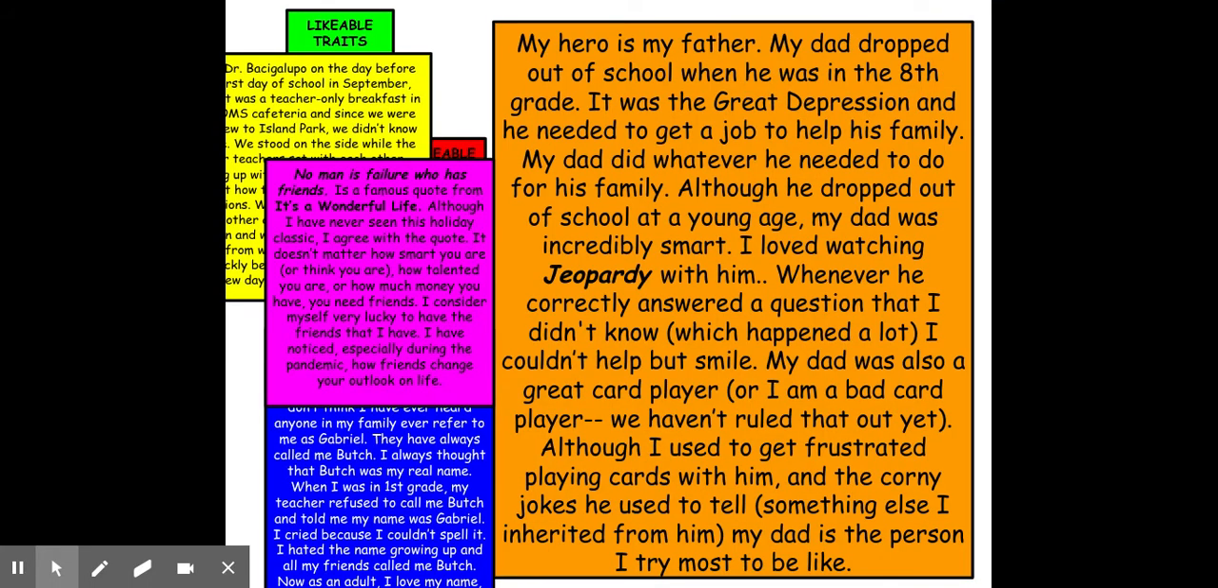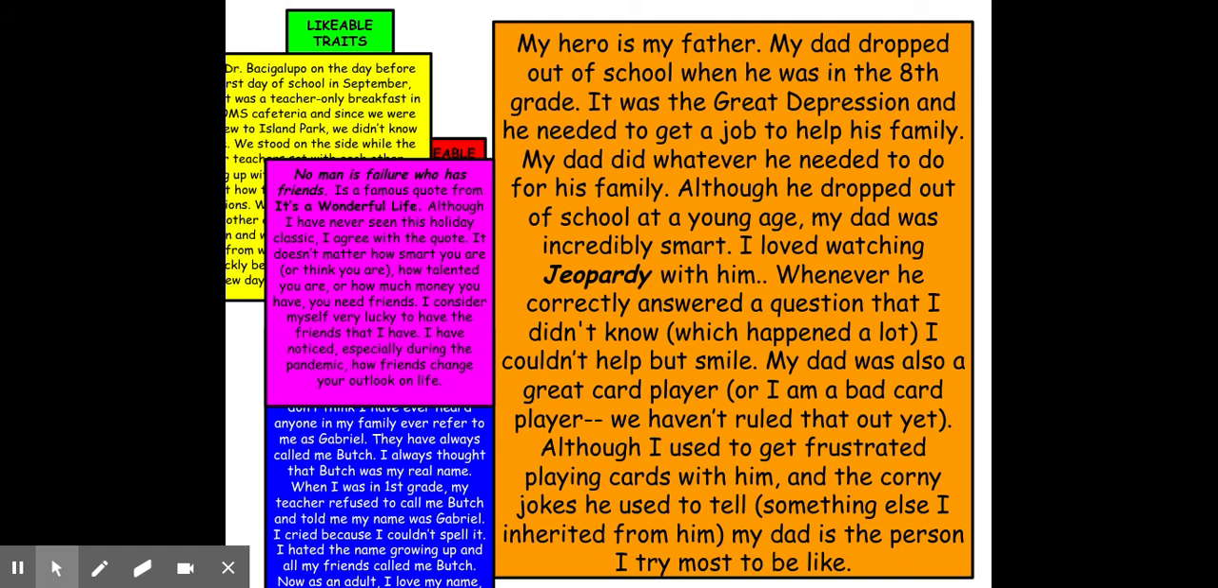My hero is my father. My dad dropped out of school when he was in the 8th grade. It was the Great Depression, and he needed to get a job to help his family. My dad did whatever he needed to do for his family. Although he dropped out of school at a young age, my dad was incredibly smart. I loved watching Jeopardy with him. Whenever he correctly answered a question that I didn't know, which happens a lot, I couldn't help but smile.